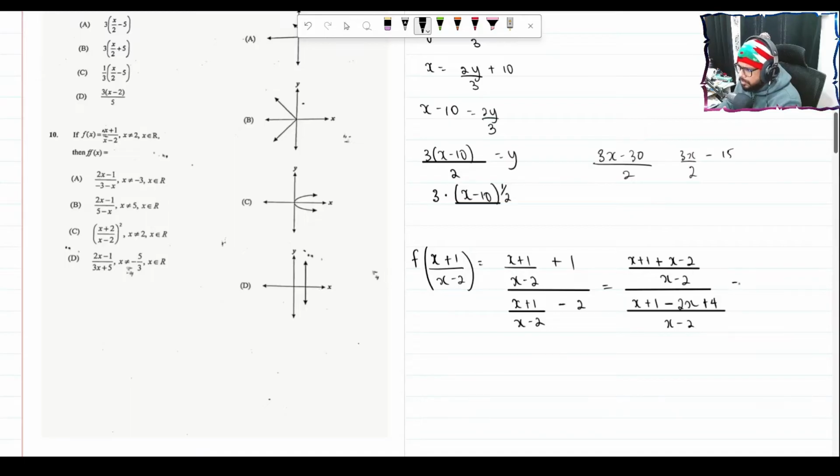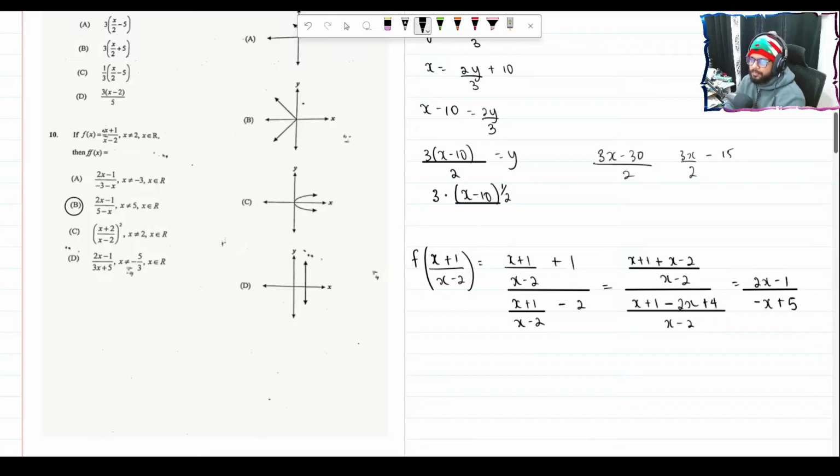So I will just write that out here. I will get x plus x is 2x, 1 minus 2 is minus 1. And my denominator will be x take away 2x, which is take out negative x, and 1 plus 4 is 5. X is not equal to positive 5. Bam shot. 2x minus 1 over x minus 5.